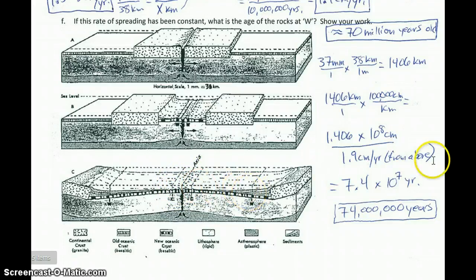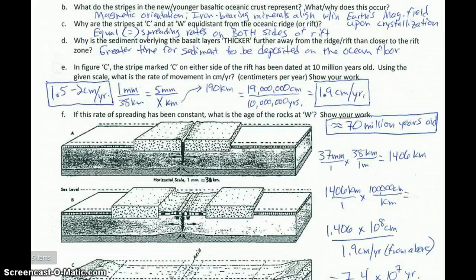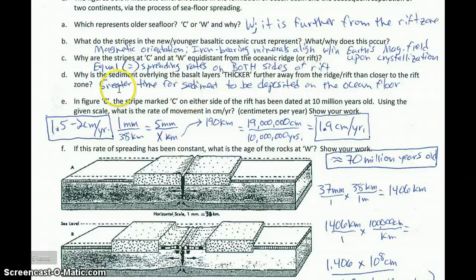Closer distance, it's younger. Further distance, it's older. So my next question is, what do the magnetic stripes in the younger basalt ocean floor represent? And why does this occur? Well, these are the magnetic orientation: the iron-bearing minerals that align within the Earth's magnetic field upon crystallization. We learned once upon a time ago that basalt is composed of highly mafic minerals, and these are iron-bearing minerals. And they align themselves like little compasses.